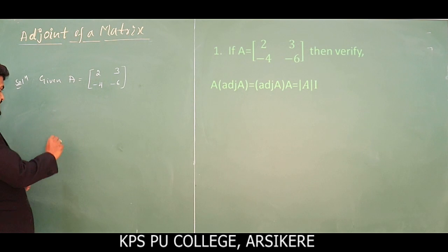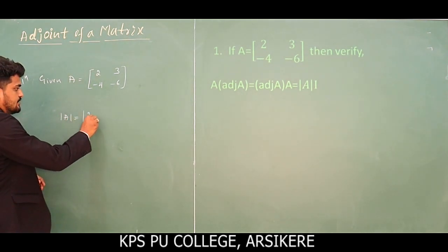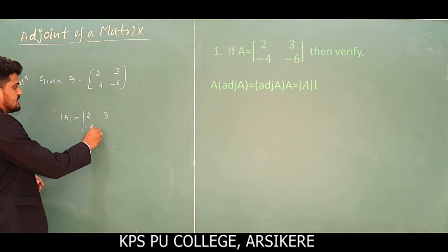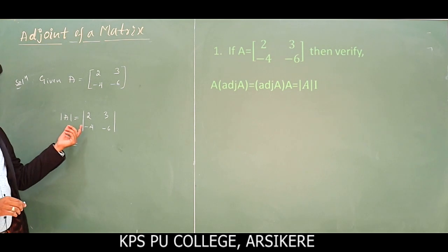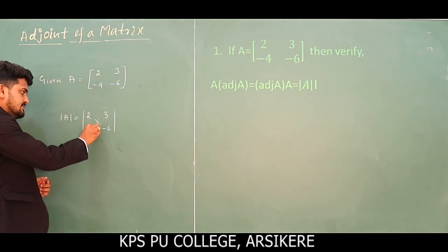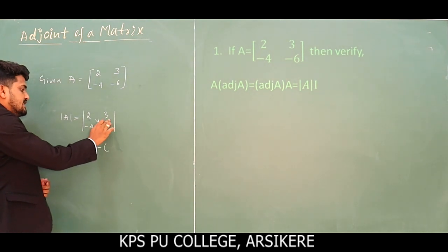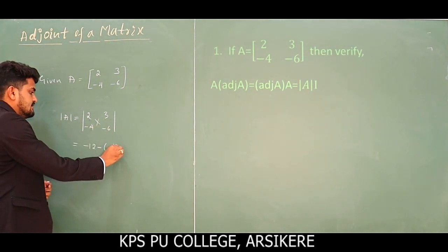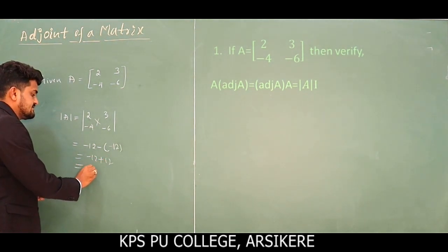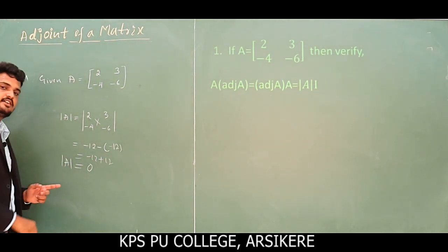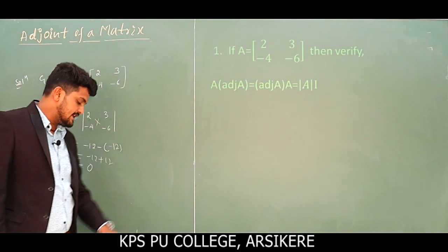Given matrix A is equal to 2, 3, minus 4, minus 6. So first we have to find the determinant of the given matrix. Determinant of A is equal to 2, 3, minus 4, minus 6. You know how to find the value of the determinant, just cross multiplication: 2 into minus 6, minus 12, minus, minus 4 into 3, minus 12, which is equal to minus 12 plus 12, they cancel, which is equal to 0. Determinant of A value is equal to 0. So next we have to find adjoint A.